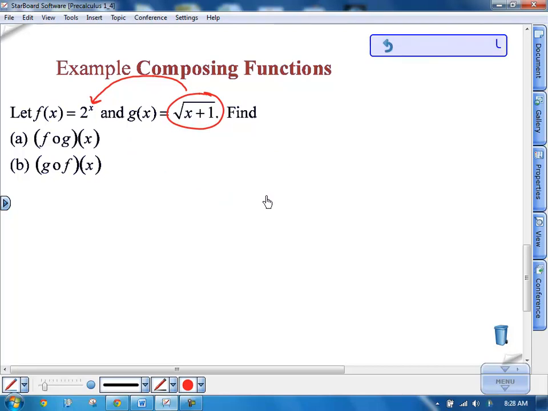Okay, now if I want to do the other way around, so now I want to take g of f of x, I take f of x and plug it into g. So now I'll take f of x and plug it into g, in for that x right there. So it'd be 2 to the x plus 1, square rooted.